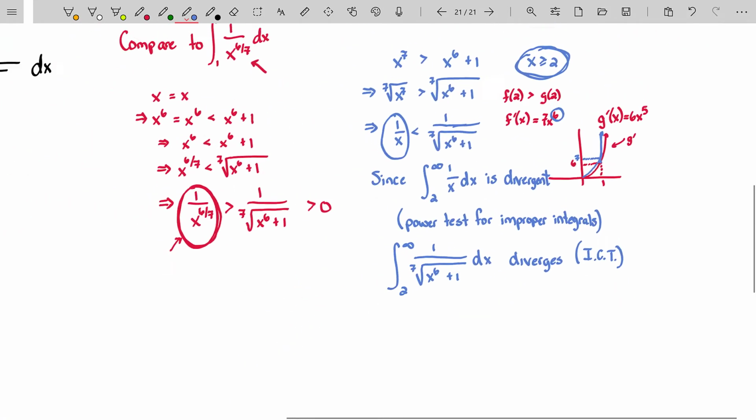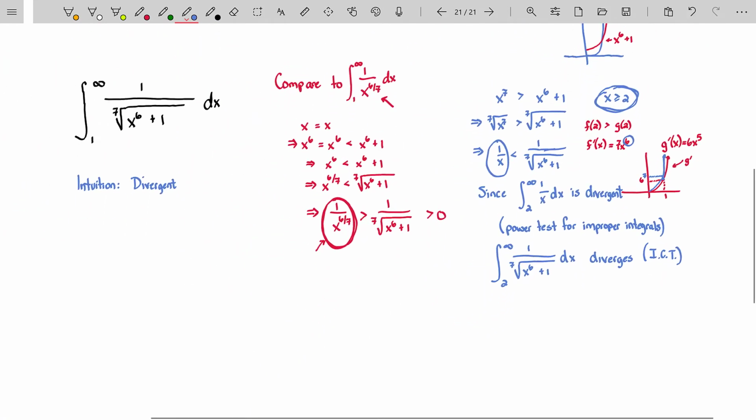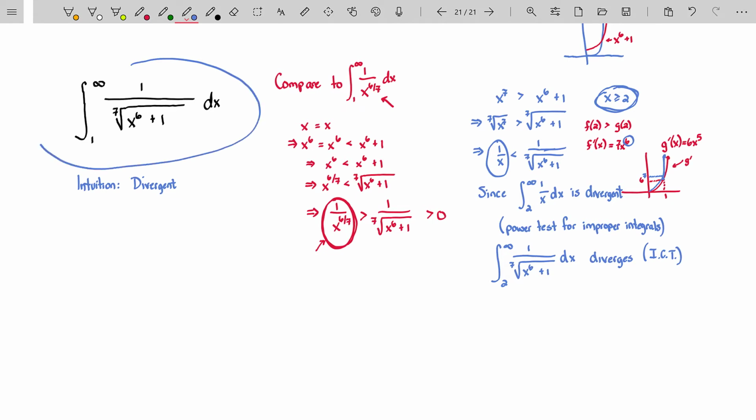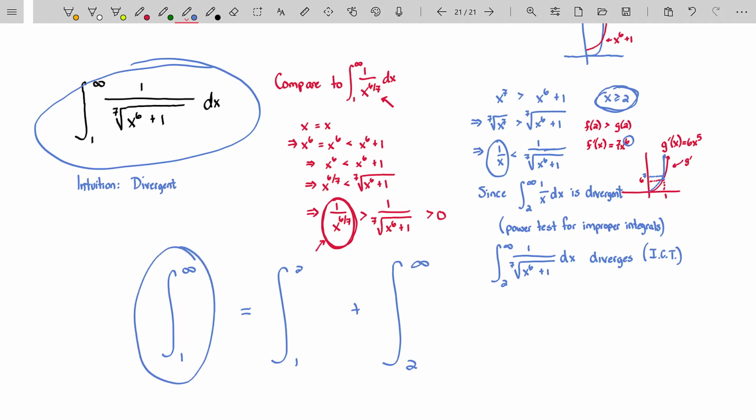Again, if you're worried about the fact that our original problem started with an integral from 1 to infinity, remember we have a theorem that if you break apart an improper integral into pieces, if any of those pieces diverges, the original improper integral must diverge as well. So because this diverges, so does this.